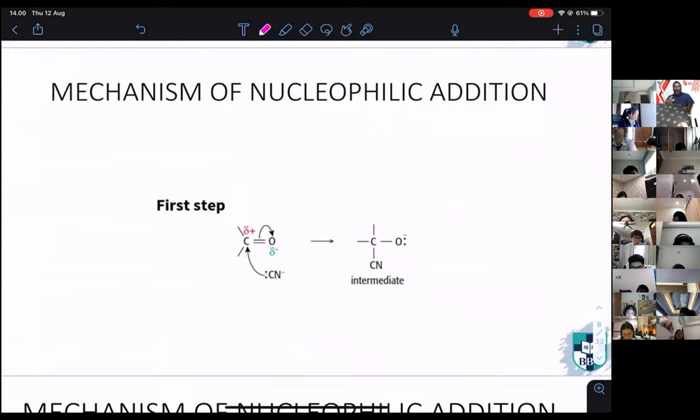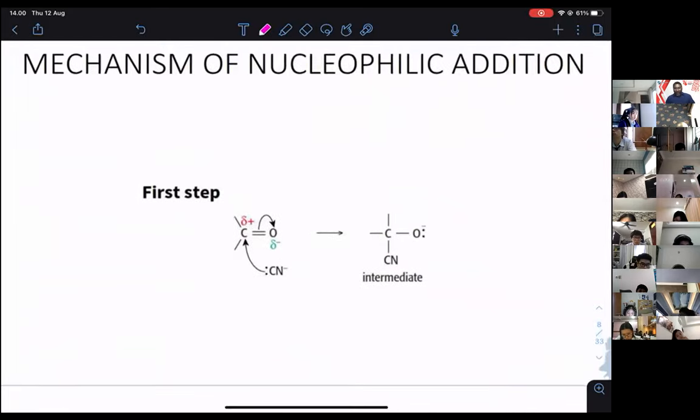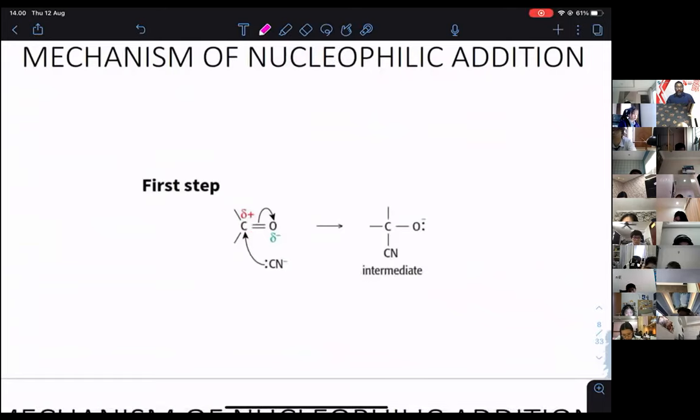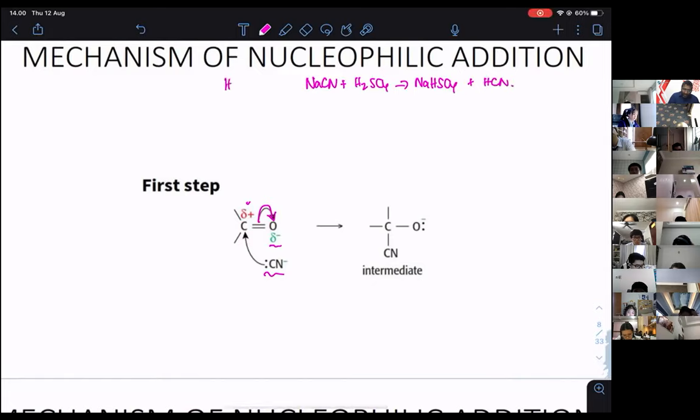Once you know that, we need to know about the mechanism of the reaction. Very simple. Any reaction, whether it's an aldehyde or ketone, the first step is that oxygen is more electronegative, so you have delta negative and delta positive. And then you have the cyanide ion over there, the nucleophile. Now, where is this nucleophile coming from? Do remember just now I put NaCN and H2SO4 to become NaHSO4 plus HCN. Now, do take note, HCN, unlike KCN in your halogenoalkane, which changes into K plus and CN minus easily, is not like that. They do not change easily.